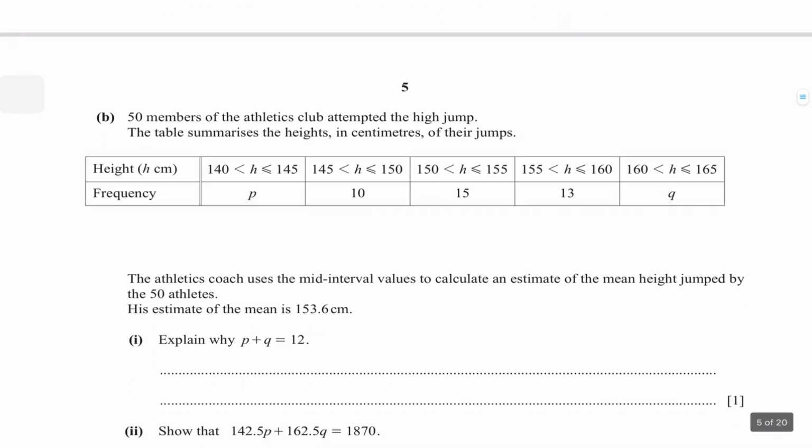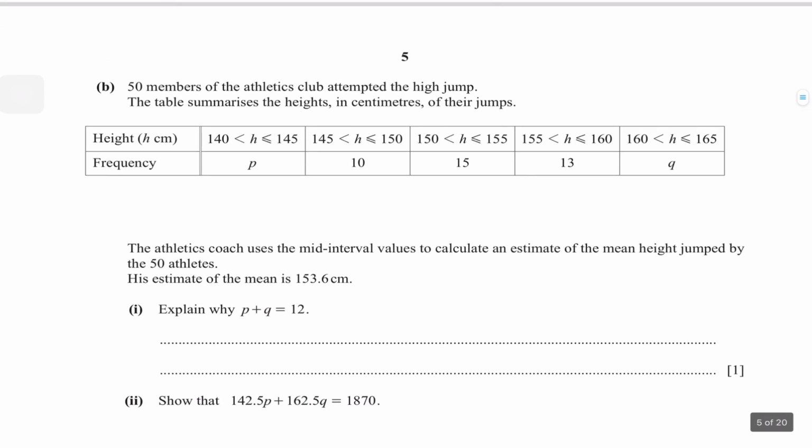Okay, now we are at part B, which says the 50 members of the athletics club attempted the high jump. The table summarizes the heights in centimeters of their jumps, and we can see that P and Q are missing. We have the rest of the values. The athletics coach uses mid intervals to calculate an estimate of the mean height jumped by the 50 athletes. Okay, his estimate of the mean is 153.6. Explain why P plus Q equals 12.